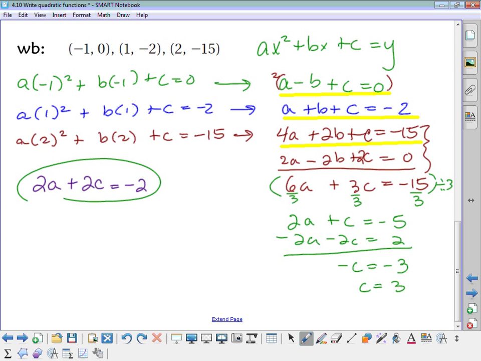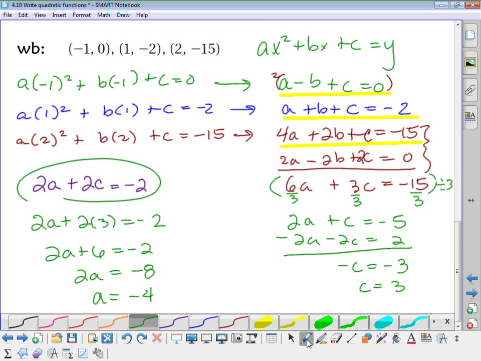Alright, and so then I can use any one of the equations. I'll just go over here to this one. 2a plus 2 times 3 is equal to negative 2. And so 2a plus 6 equals negative 2. If I subtract the 6, 2a is equal to negative 8, and so a equals negative 4.